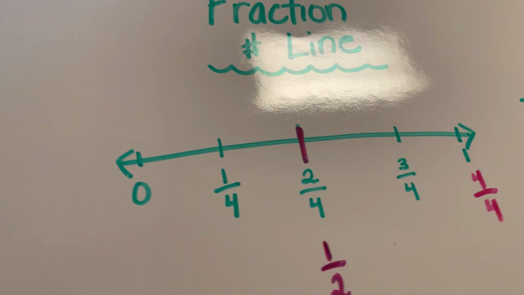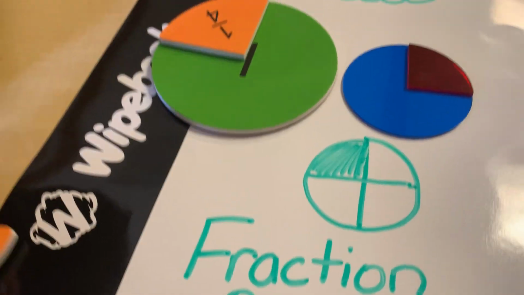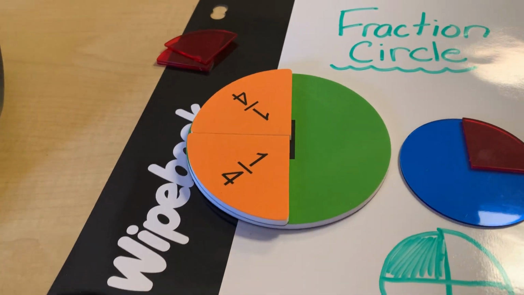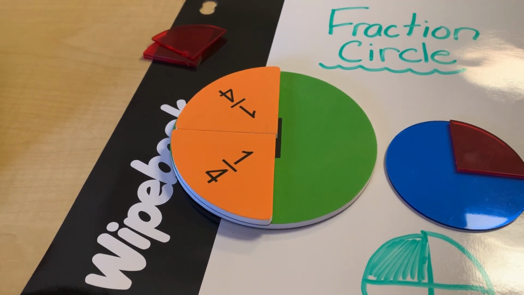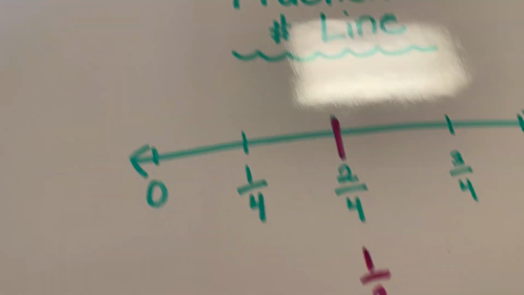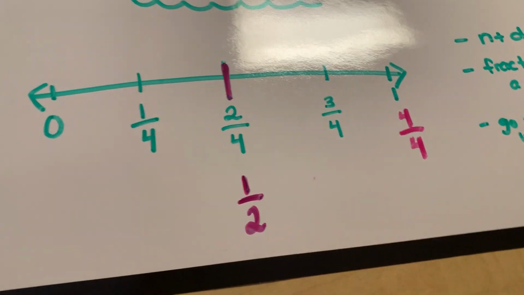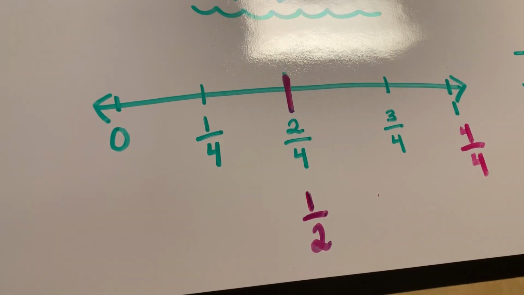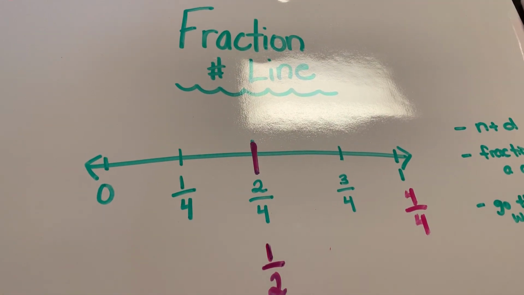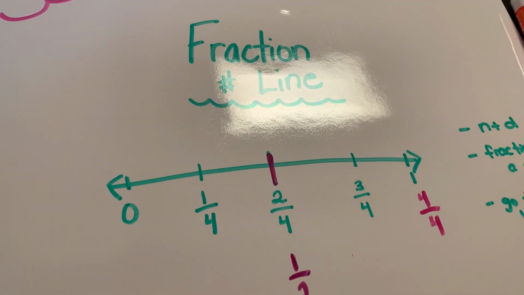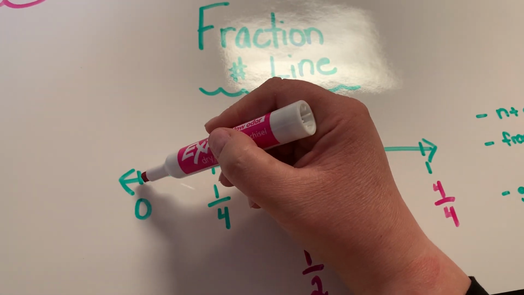Okay? 2/4 would really look like this. Check this out. 2/4 would really look like this, which is half of our pizza or half of our pie. Okay, so that is the middle of our number line. And then we plot the rest of the fractions on the rest of the ticks. Okay, so if we were to show a 1/4 on the fraction number line, this is what it would look like.